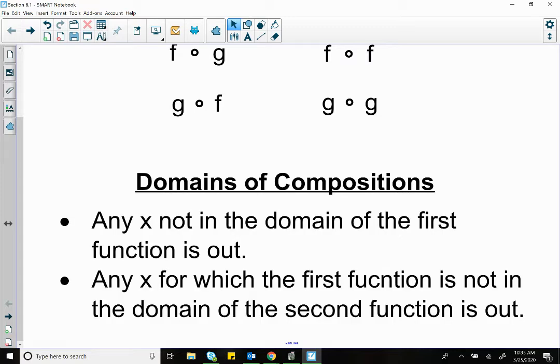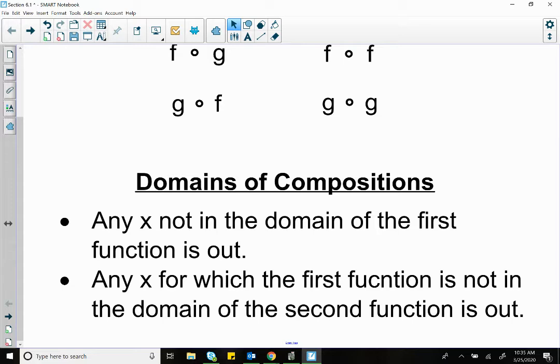Now down below here, I got how we talk about domains, because domains is a little different, because you have to consider both functions and their domains. I've got three examples of talking about domains coming up, but the first example that we do will really express what's going on here.